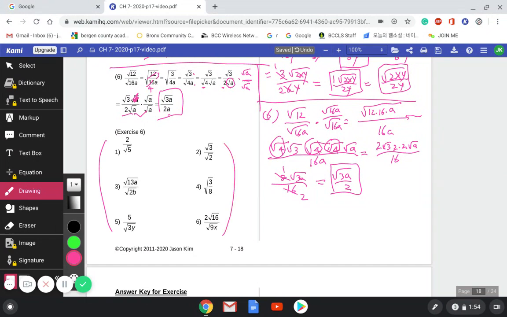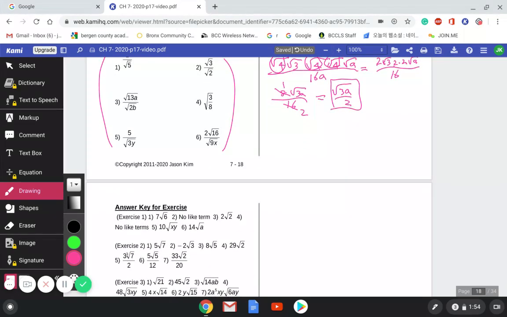Now, if you can, try exercise 6 and check your answer with the solution key. Here is an exercise answer key for all the exercises. So in this video, we talked about foiling radical expressions, and also the division of radical expressions, especially when a radical comes with a denominator, then you have to rationalize them.